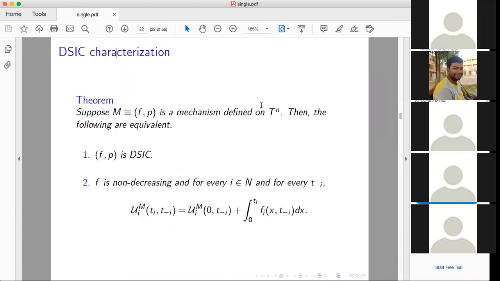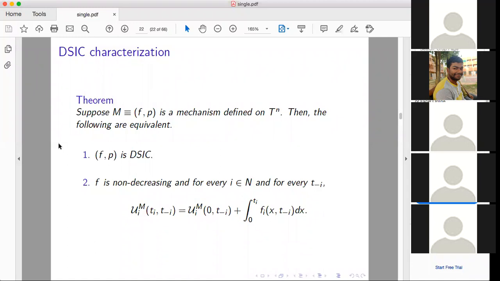Okay. So just to recap, last time we finished the characterization of dominant strategy incentive compatible mechanisms for the single object allocation problem. The following theorem was proved: if we have a type space which is a product of closed intervals for each of the agents, then a mechanism (f, p) is DSIC if and only if f is non-decreasing, and for every i and every t minus i, this payment formula holds.